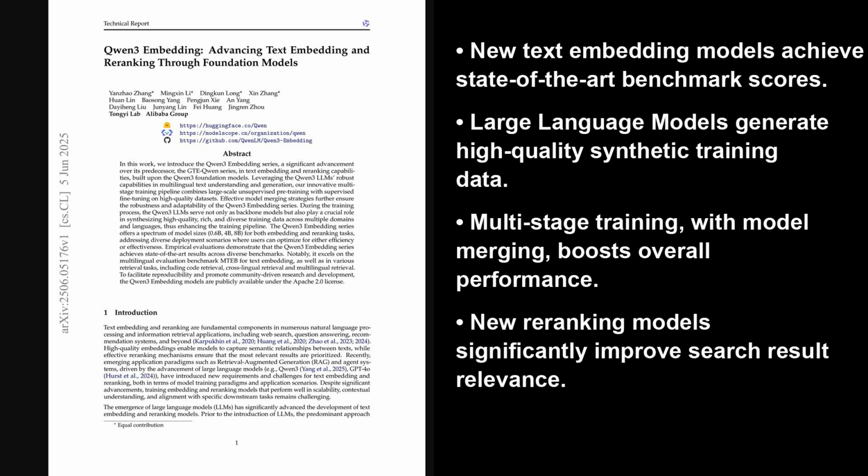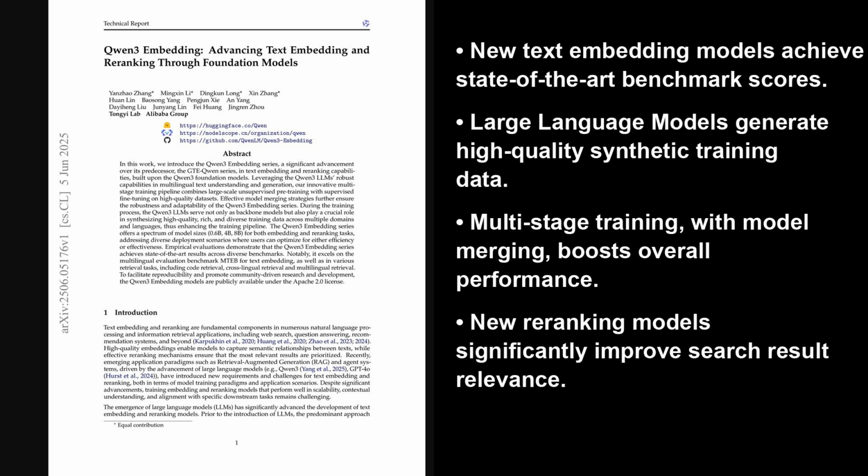We're looking at a research paper titled Qwen3 Embedding, Advancing Text Embedding and Reranking Through Foundation Models. This paper, published just 4 days ago on June 5th, 2025, from Hugging Face's trending list, introduces the Qwen3 Embedding series. It's all about improving how AI understands and ranks text using Qwen3 foundation models.